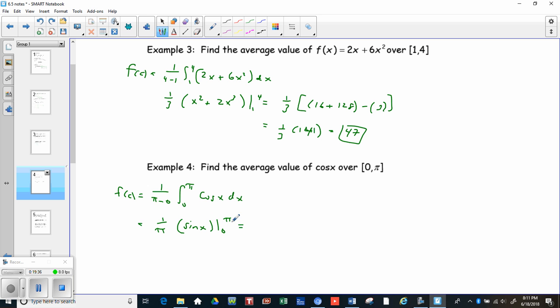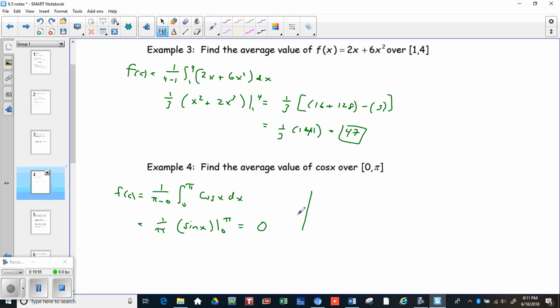And if you plug pi in for sine of x, you get 0. If you plug 0 into sine of x, you get 0. So really, this whole thing is 1 over pi times 0, or just 0. So the average value of cosine of x from 0 to pi is 0.